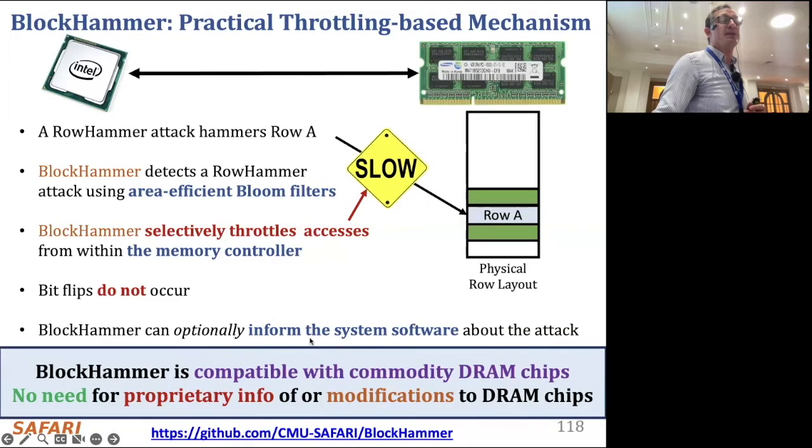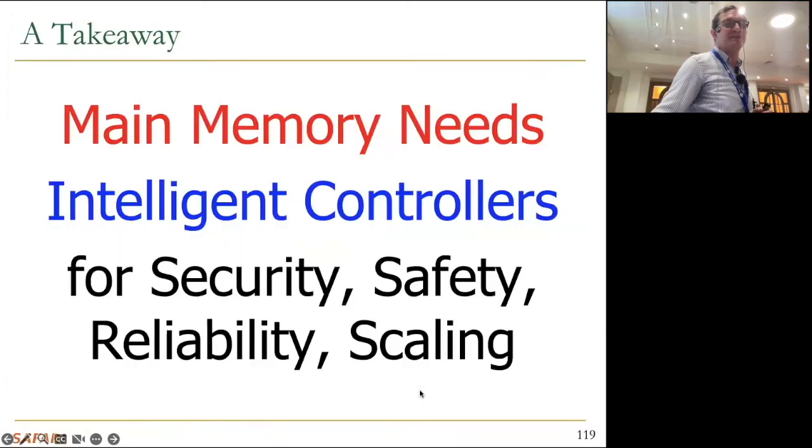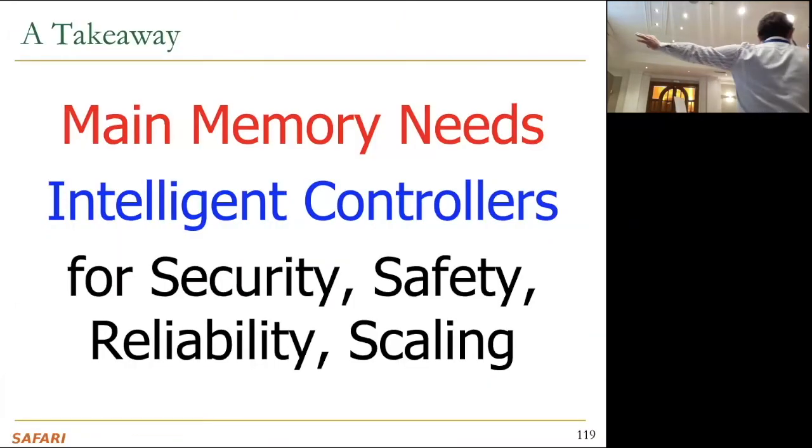We also have an interface to the system software saying that, oh, we actually have a metric here saying this thread is likely to be a RowHammer attack. And you can inform that to the system software. And then you can take other actions. So the good part about this is all open source. You can actually download it. We have actually newer mechanisms that are open source, as we will mention. But this is compatible with commodity DRAM chips, and there's no need for proprietary information or modifications to the DRAM chips. And this is another example of an intelligent memory controller. It's actually much more intelligent right now.